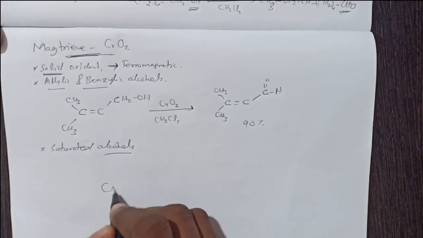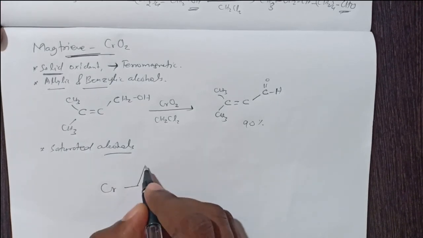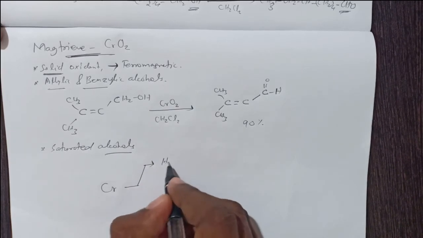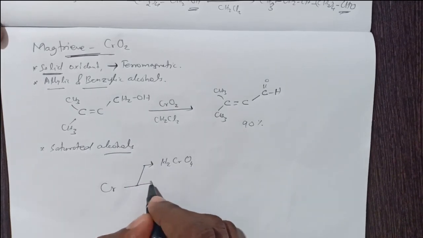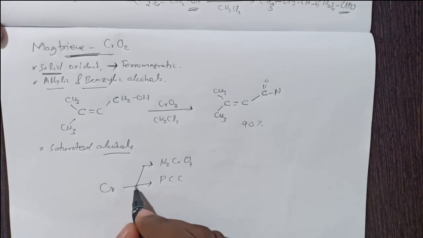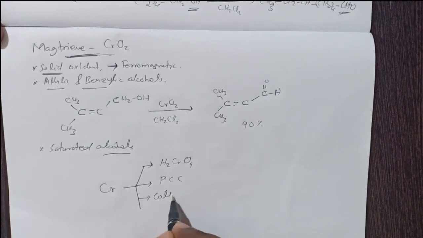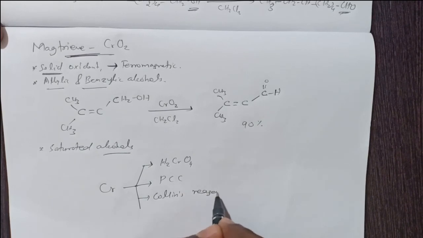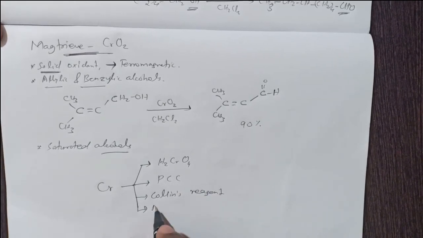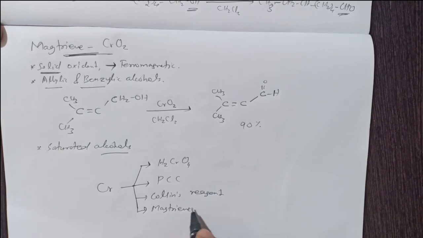We discussed the oxidation reactions of chromium by using chromic acid H2CrO4. Then we checked PCC, pyridinium chlorochromate. Then Collins reagent, and lastly we discussed magtrieve, that is CrO2. The mechanisms of these reactions with examples are discussed. So this is all about the chromium oxidation of alcohols by chromium derivatives. Thank you.